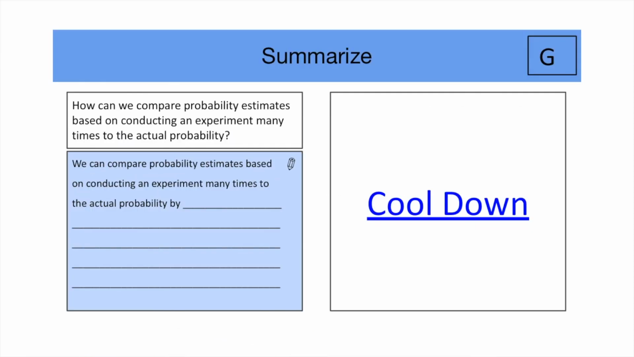For the summary, students are going to respond to the question, how can we compare probability estimates based on conducting an experiment many times to the actual probability? You can support students with disabilities by providing a sentence starter so they can focus on the content of their answer rather than on the sentence structure, and then they can complete the cool down.